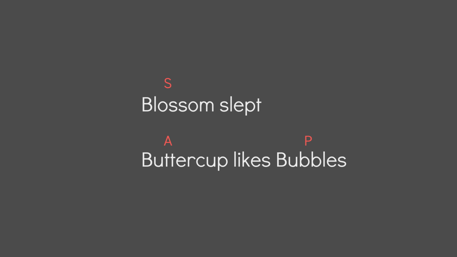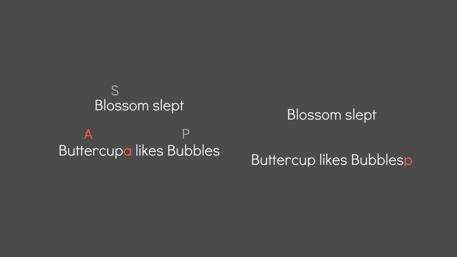Blossom is the sole participant, the one who both does the sleeping and experiences the sleeping. Things are not so clear in the second sentence. It could go either way, especially if we had free word order. Buttercup could be the one who likes bubbles, or vice versa. So we need some sort of marking to help distinguish between S, A, and P. Marking everything would be kind of redundant, and just highlighting S wouldn't help clear up the ambiguity, so basically we have two options. Highlight A, or highlight P.